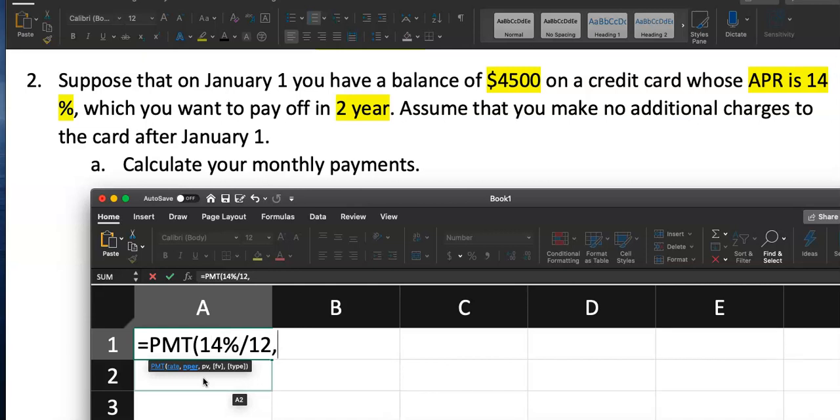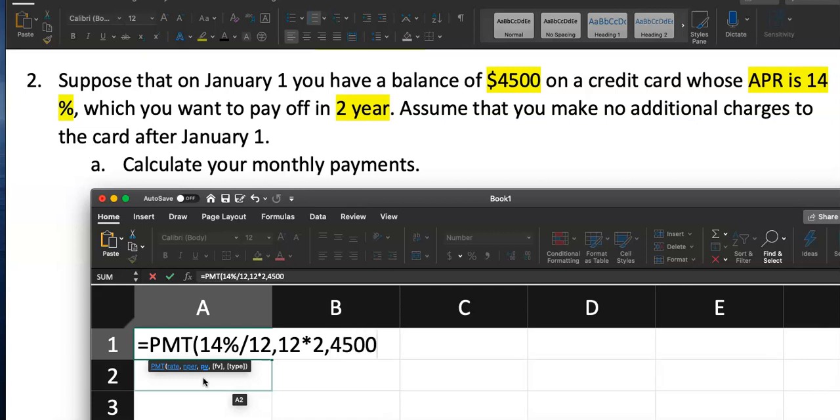Now, what's NPER? How many payments are we going to make? Well, every year we have 12 payments, but we're trying to pay this off in what? 2 years. So we're going to end up paying 24 payments. So do 12 times 2 or enter 24. The present value is 4,500, isn't it?